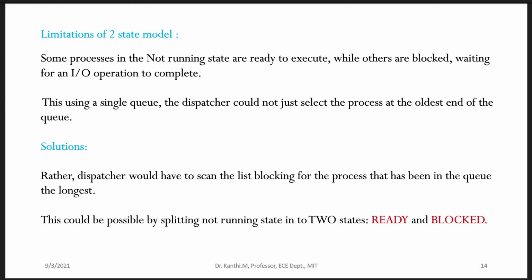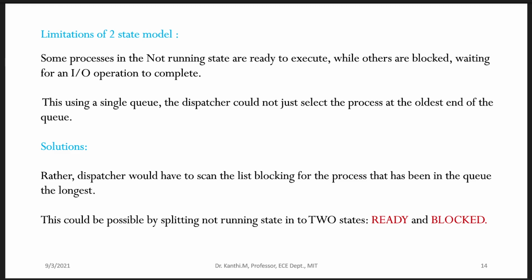Okay, so there are certain limitations of the two-state model. Let us see. Some processes in the not running state are ready to execute, while others are blocked. What I mean here is, if a particular process is blocked due to a need for IO, then you may not be able to put it back in the not running state because it gets mixed up.